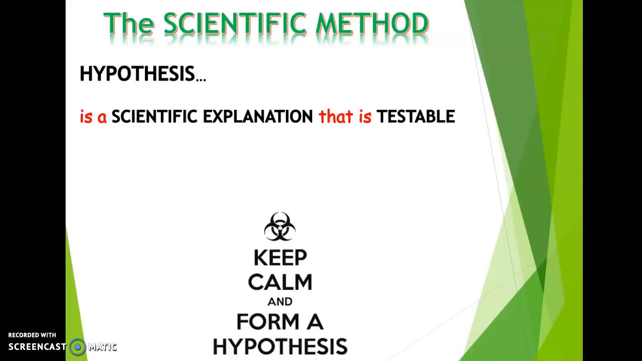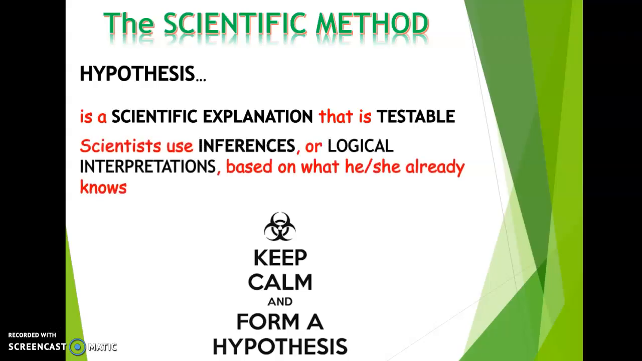Now, something that is very important in the scientific explanation or our hypothesis: it must be testable. If it's not testable, we can't find out if our explanation is correct or not. So we need a testable hypothesis. Scientists will use things called inferences, or logical interpretations based on what he or she already knows. And as I said, in many cases, scientists will do some prior research before forming this hypothesis.